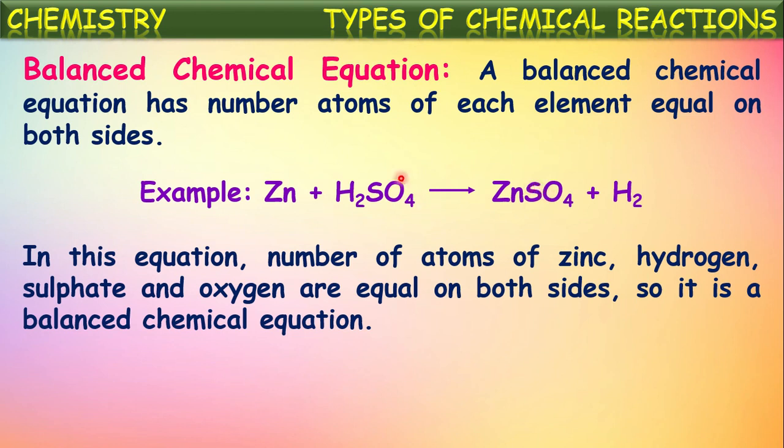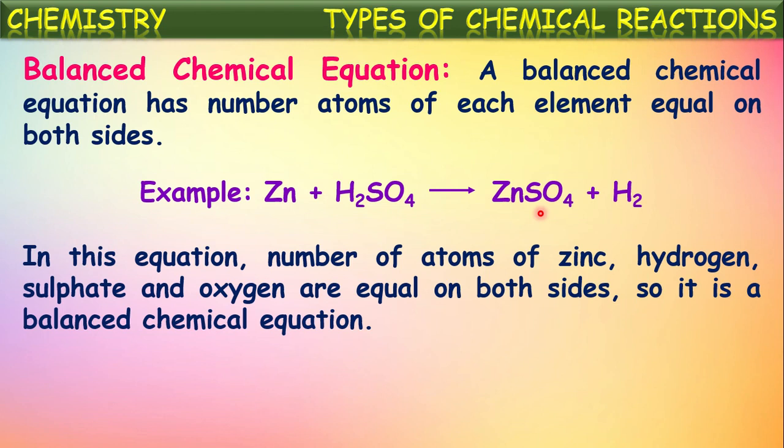What about oxygen? Here there are four oxygen atoms and here also there are four oxygen atoms, on both sides of the equation. So the atoms of all elements are the same on both sides. Hence this equation is said to be a balanced chemical equation. These balanced chemical equations are also known as stoichiometric equations.